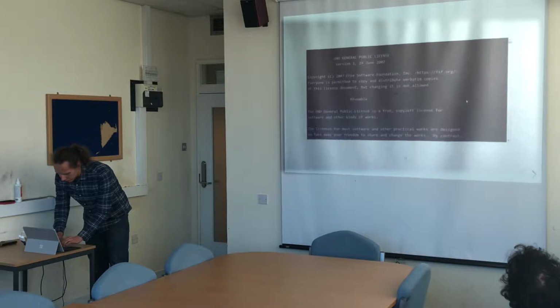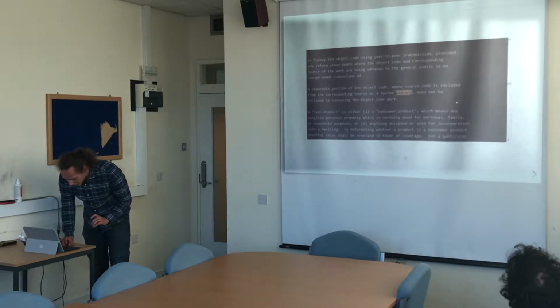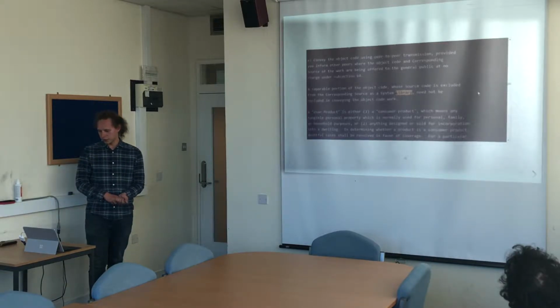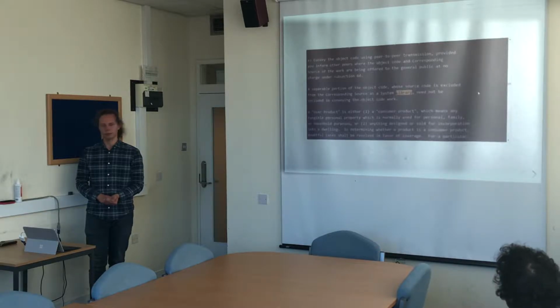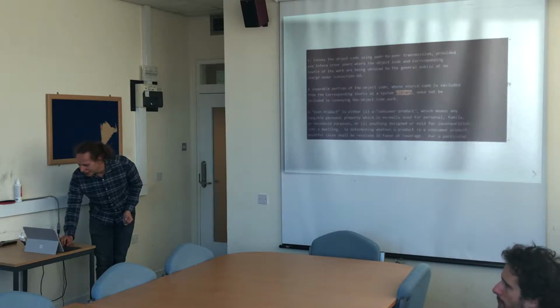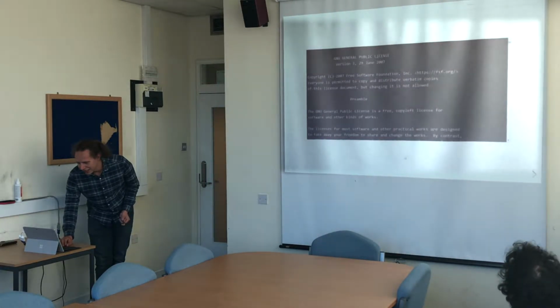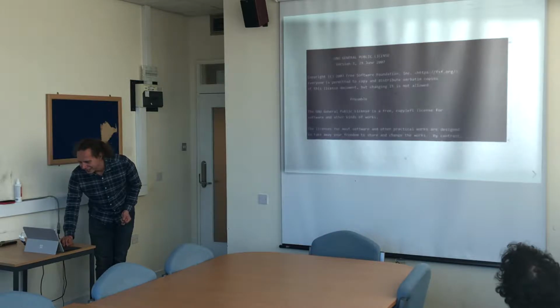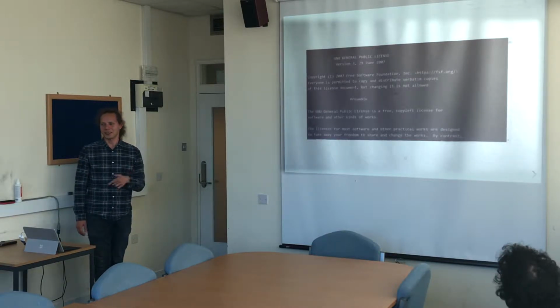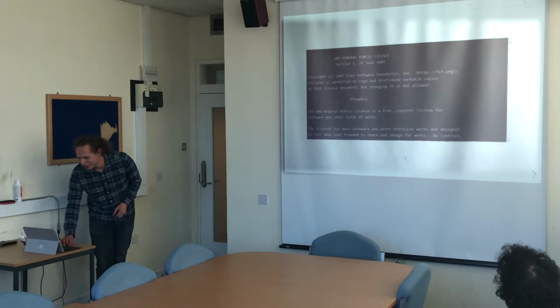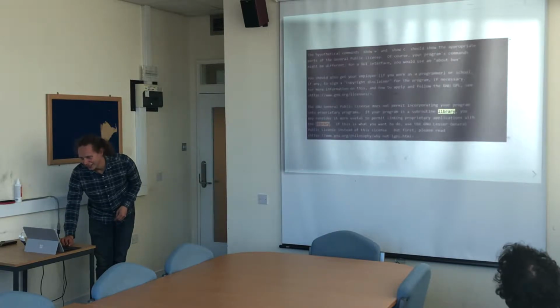Let's just see. Whose source is excluded from the corresponding source as the system library need not be included. That's interesting. I think the problem there is that we're not lawyers, and this document is designed to be read by lawyers. Yeah. Unlike the MIT license, this is starting to get complicated. You can tell because it has a preamble.